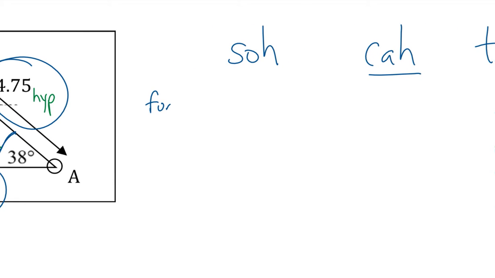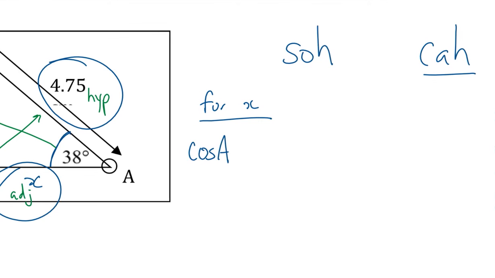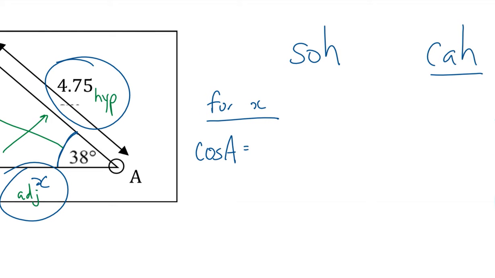So for x, we're going to use cos, and I can say cos theta, but I could also say cos A because that's angle A. It's already labeled. Okay, and then sub in. So adjacent is our unknown, that's our x.